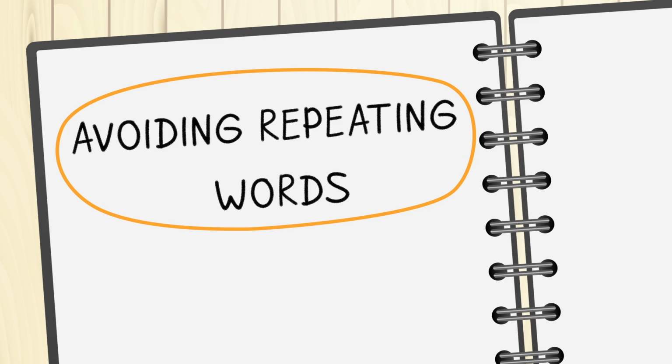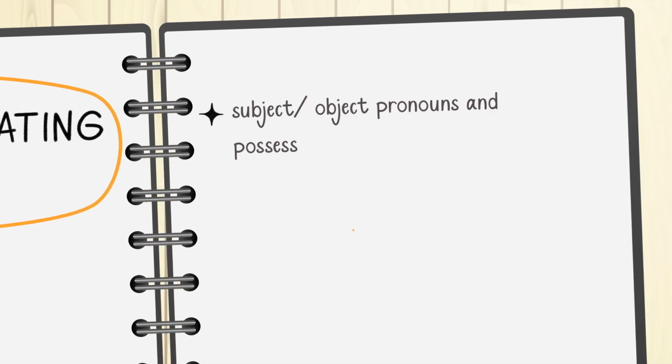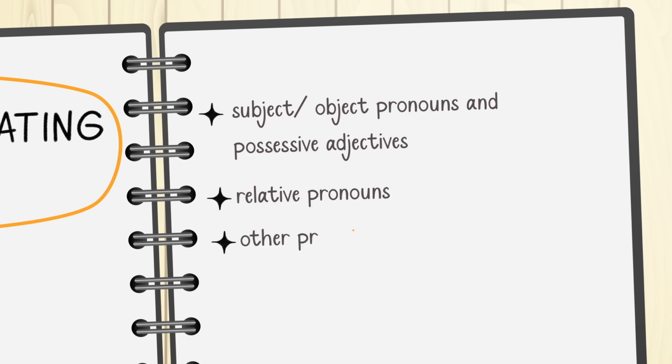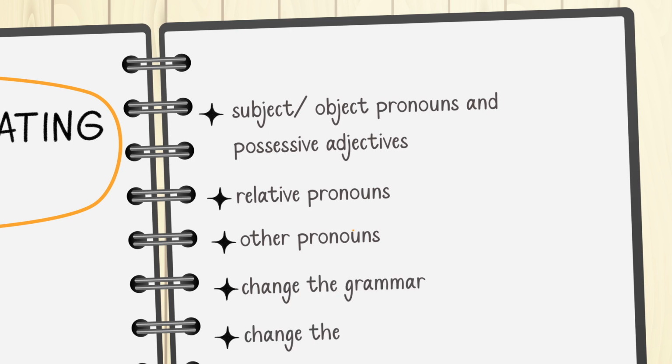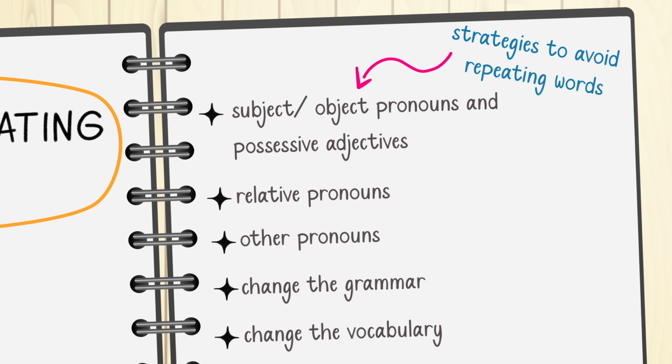Well, there are some rules that you can follow. For example, you can use subject, object pronouns, and possessive adjectives to avoid repetition. You can use relative pronouns. You can use, let's say, other pronouns to avoid repetition. You can change the grammar and you can change the vocabulary. These are some strategies that you can follow, and then you will get a very good mark. Believe me, this is very important.